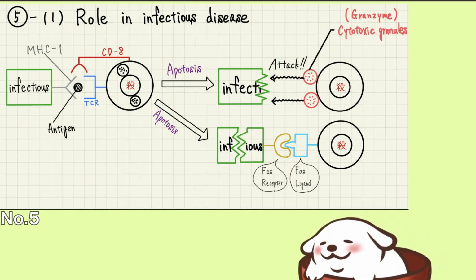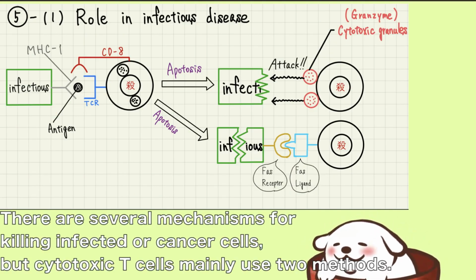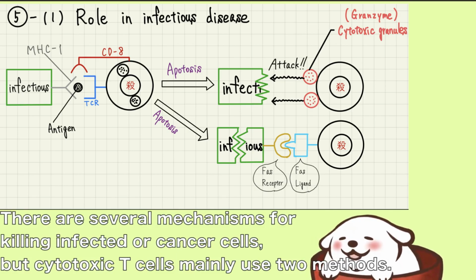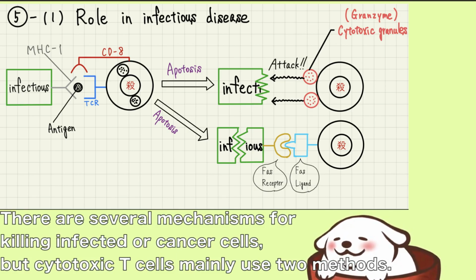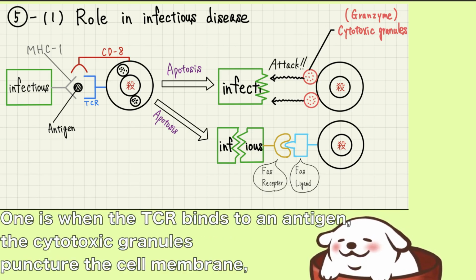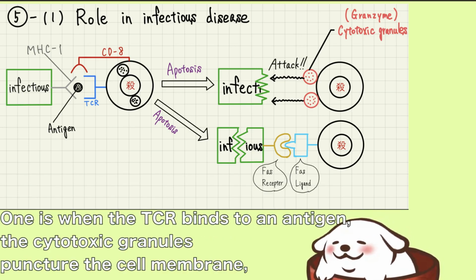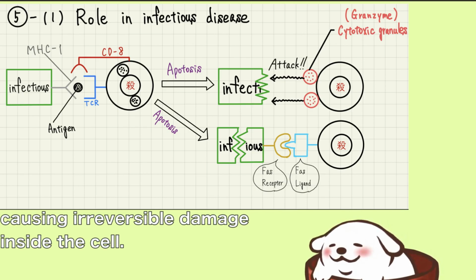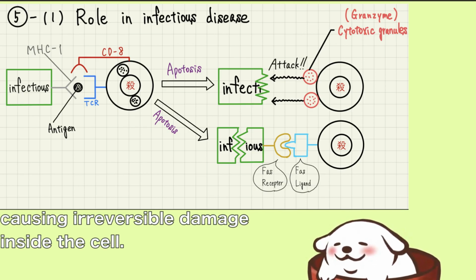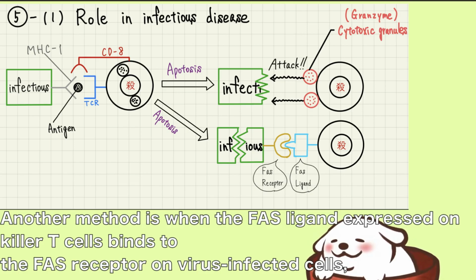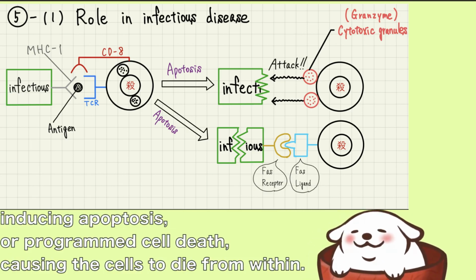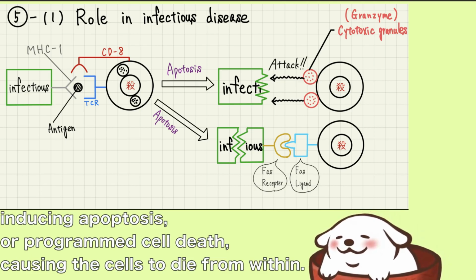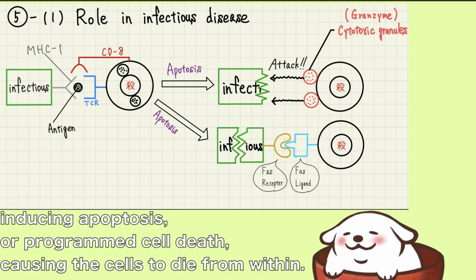Number 5. There are several mechanisms for killing infected or cancer cells, but cytotoxic T cells mainly use two methods. One is when the TCR binds to an antigen, the cytotoxic granules puncture the cell membrane, causing irreversible damage inside the cell. Another method is when the FAS ligand expressed on killer T cells binds to the FAS receptor on virus-infected cells, inducing apoptosis or programmed cell death, causing the cells to die from within.